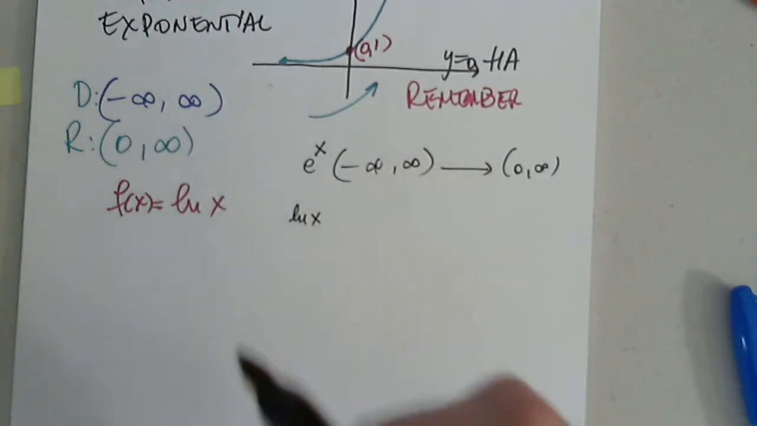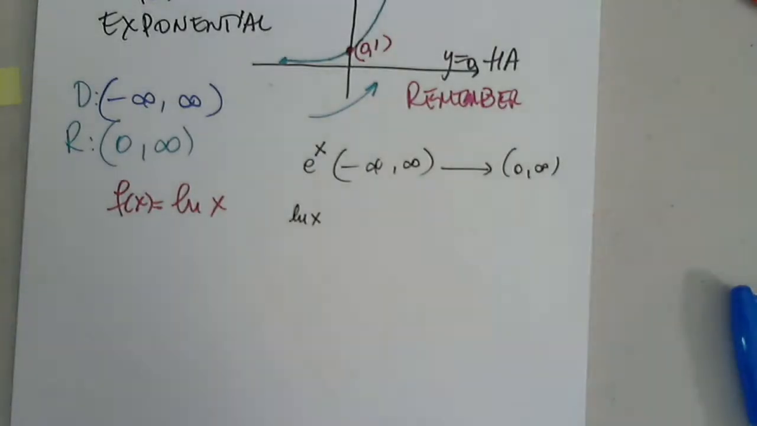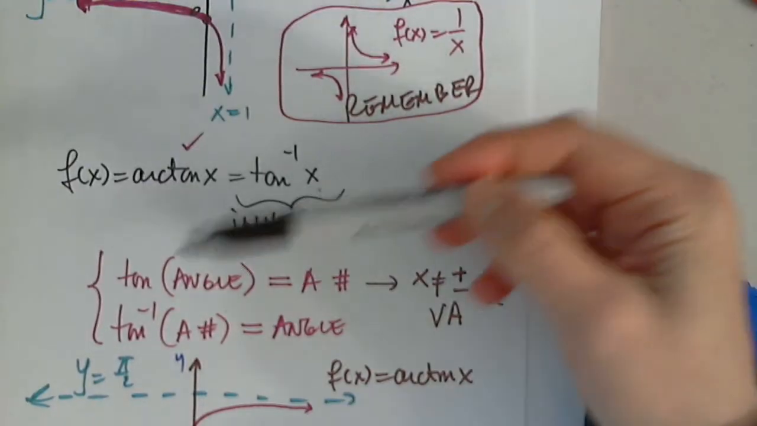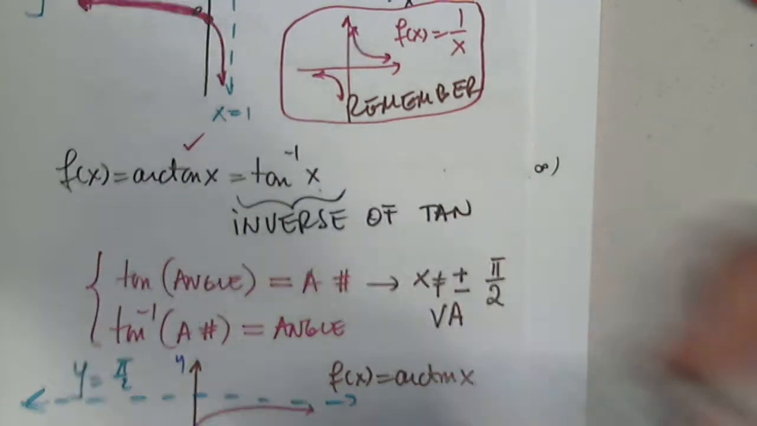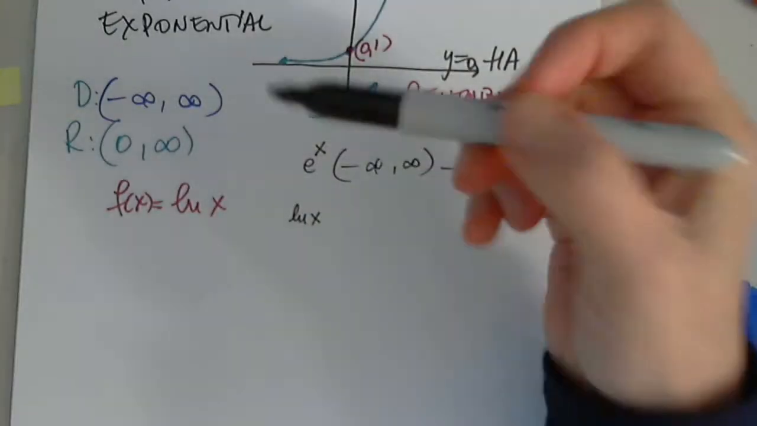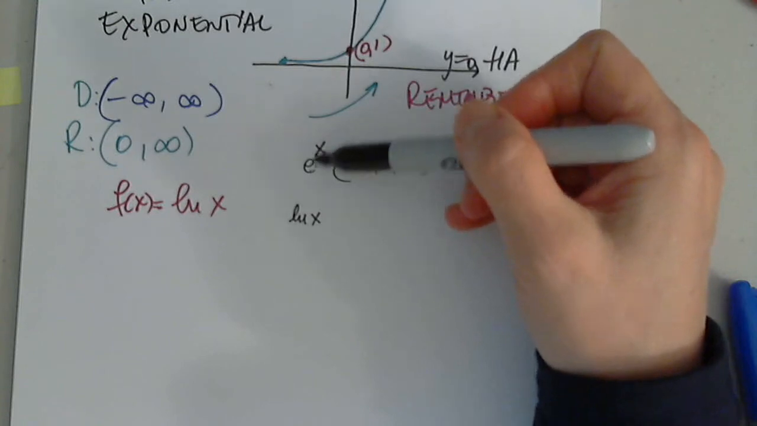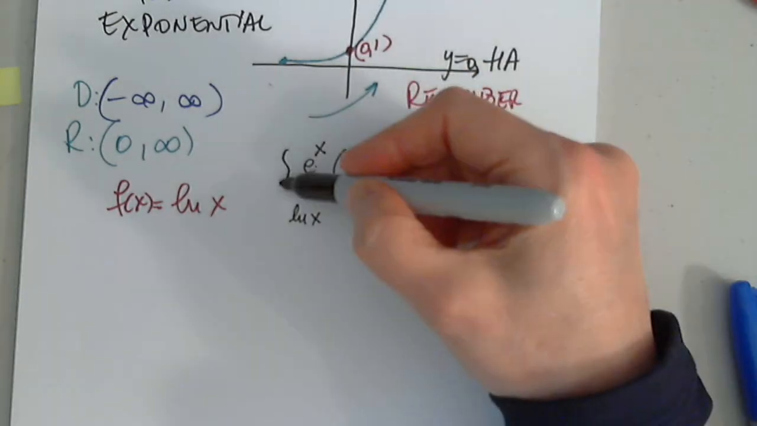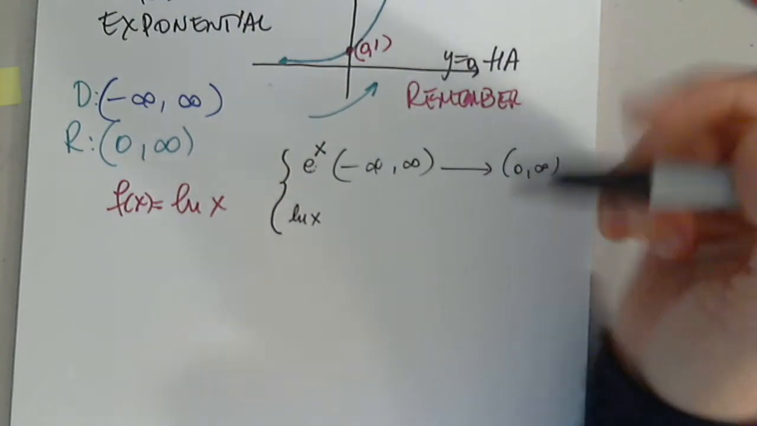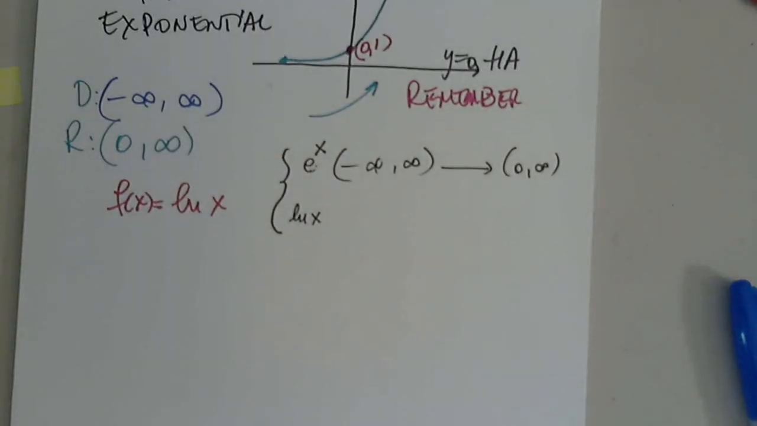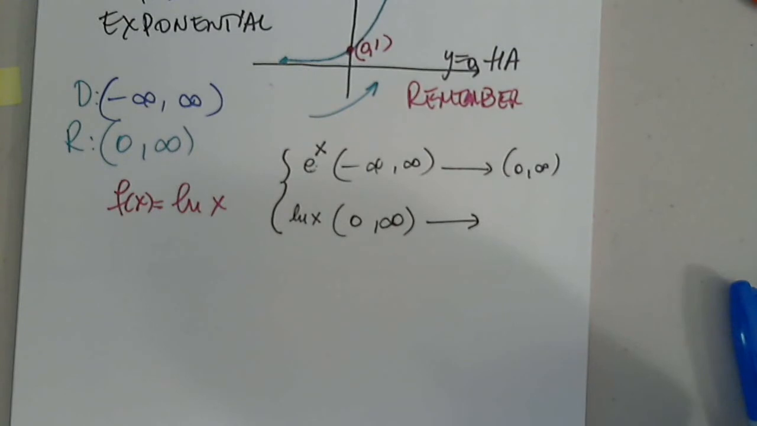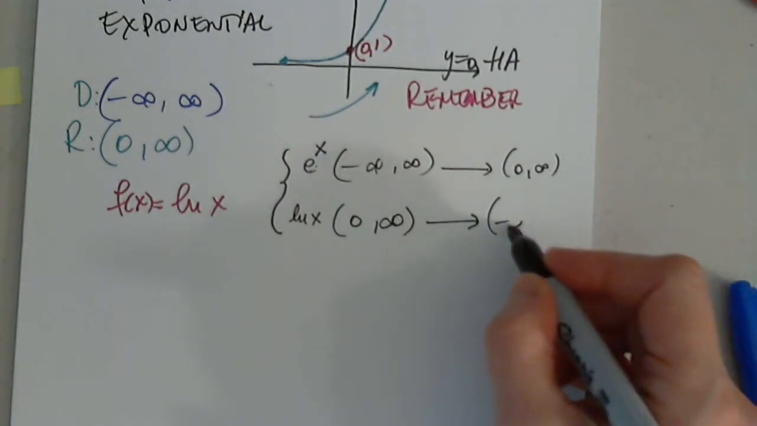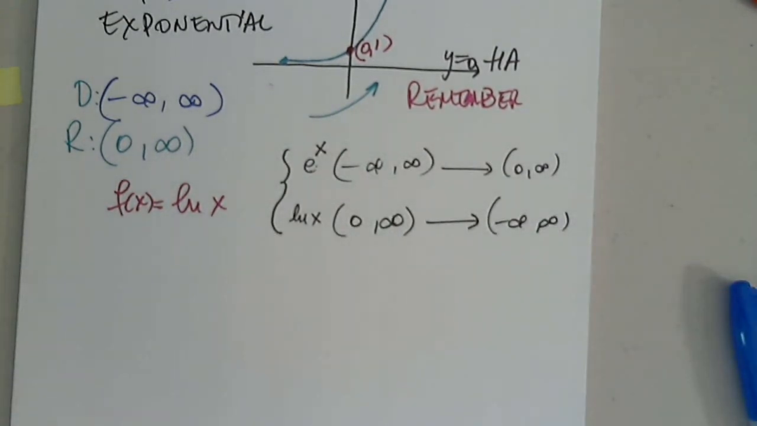Natural log is the same situation, like tangent and tangent inverse. These are inverses of each other. So the exponential e to the x and natural log x are inverses of each other. So then what would be the domain of natural log? The domain would be 0 to infinity, of course. And its range will be? Negative infinity to infinity. Right. So always keep that in mind.